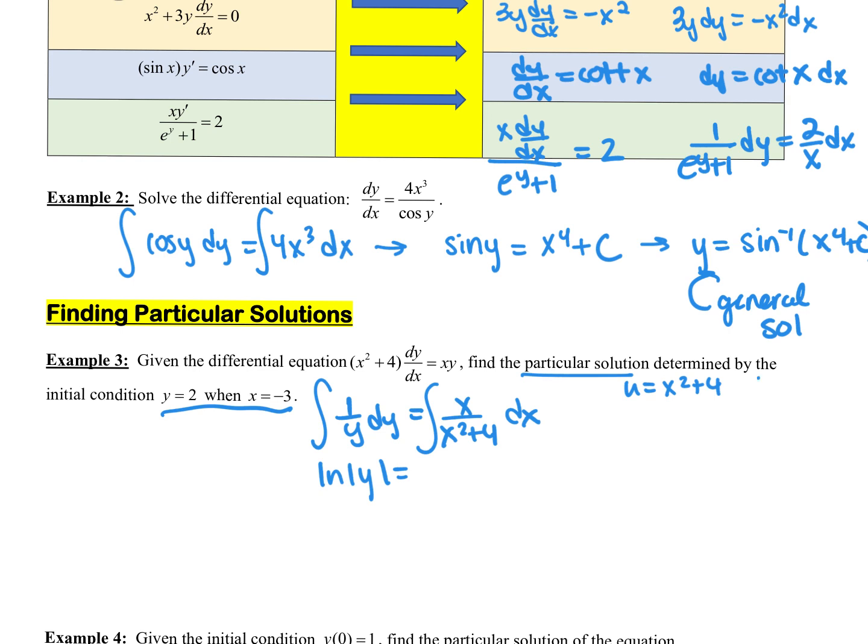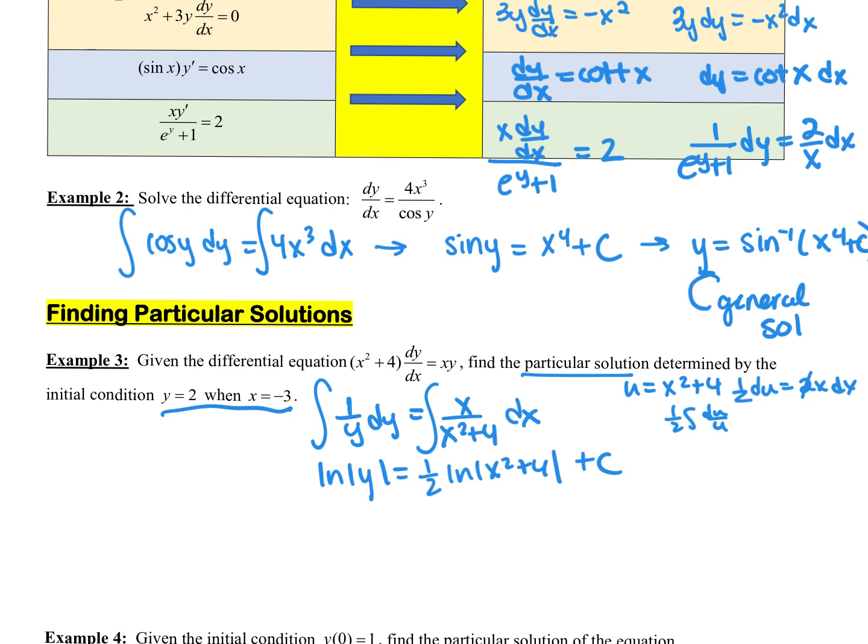So if u is x squared plus 4, du will be equal to 2x dx, so you'll have to divide by that 2. So you'll end up with 1/2 integral of du over u. So this will be 1/2 natural log of x squared plus 4 plus c.